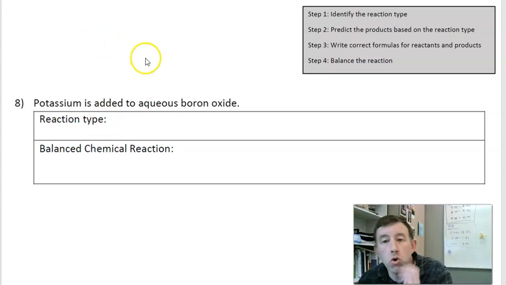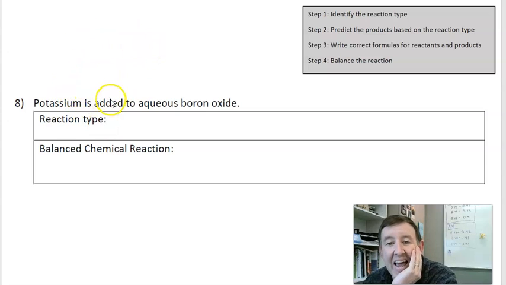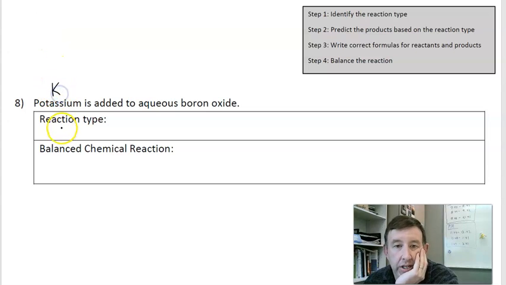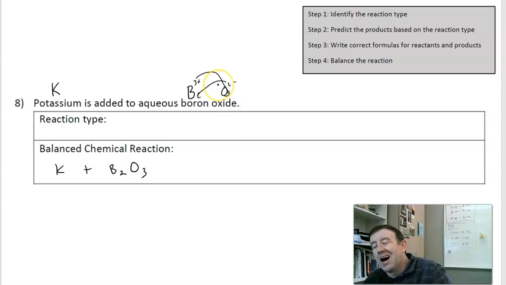All right. So we've got potassium is added to aqueous boron oxide. So we got some potassium, just like that, all by itself. So we don't need to worry about a charge just yet. We got boron, which looks like that. Oxide, 2 minus, which means I need 2 borons, 3 oxygens. So potassium plus B2O3.